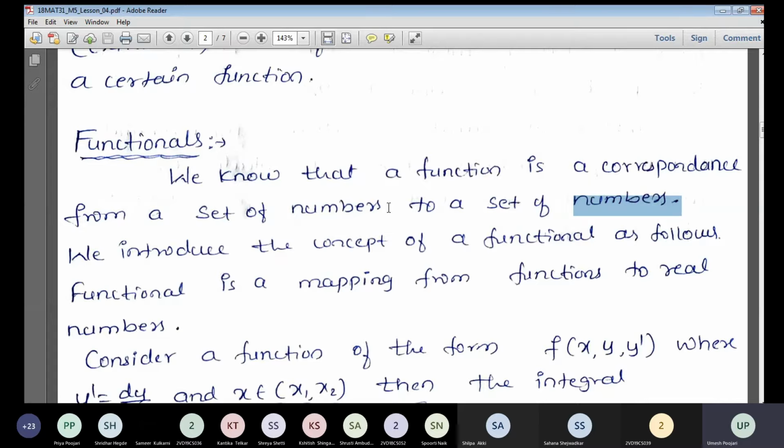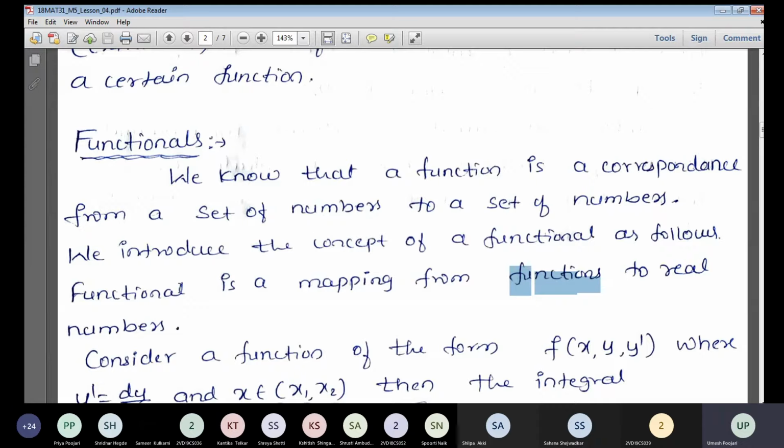That is nothing but function. You have studied that. But functional is a mapping from functions to real numbers. Understand the difference. In a function, input is also numbers, output is also a number. But in a functional, output is a number, but input is some functions. We are giving input as some functions, and after some operations, we are getting real numbers as output. That is nothing but a functional.